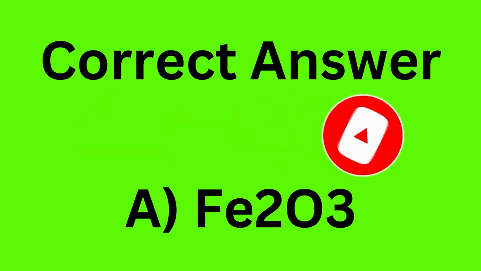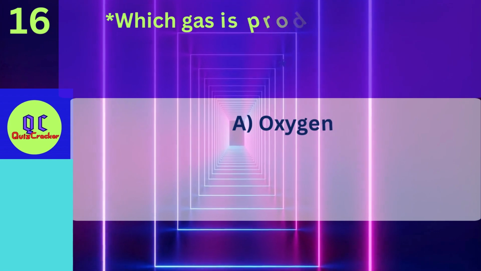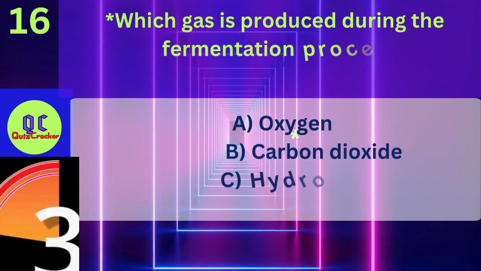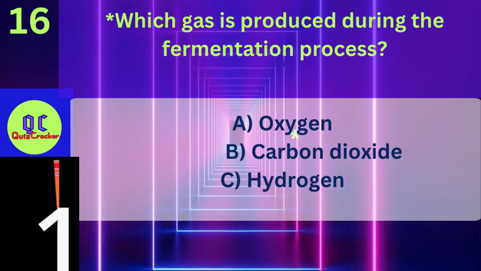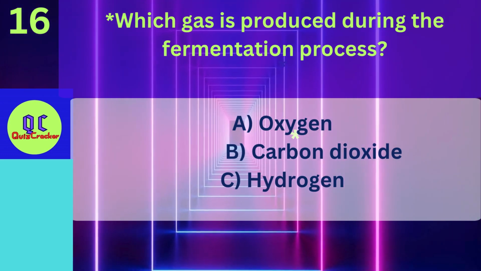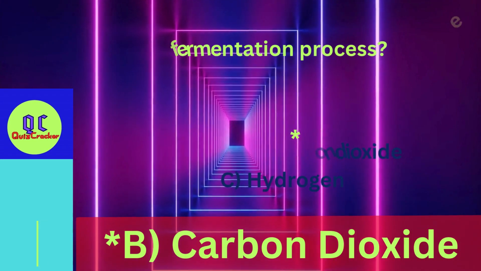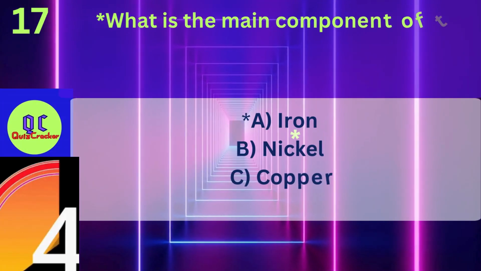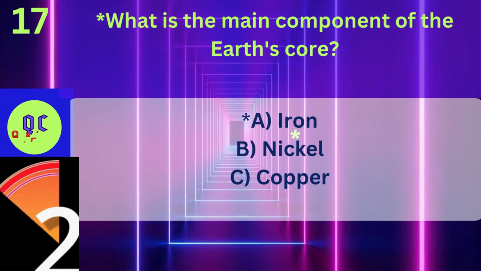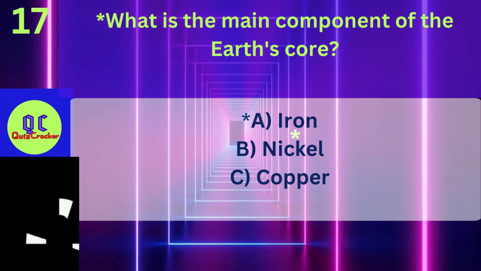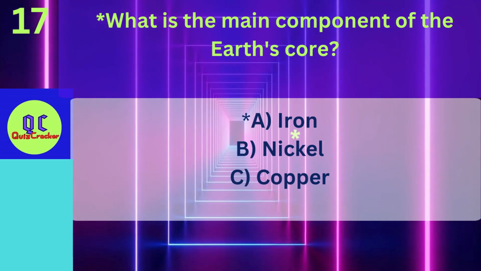Which gas is produced during the fermentation process? A. Oxygen. B. Carbon dioxide. C. Hydrogen. Correct answer, B. Carbon dioxide. What is the main component of the Earth's core? A. Iron. B. Nickel. C. Copper. Correct answer, A. Iron.